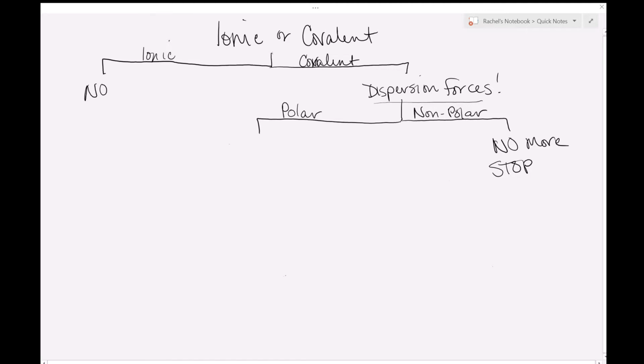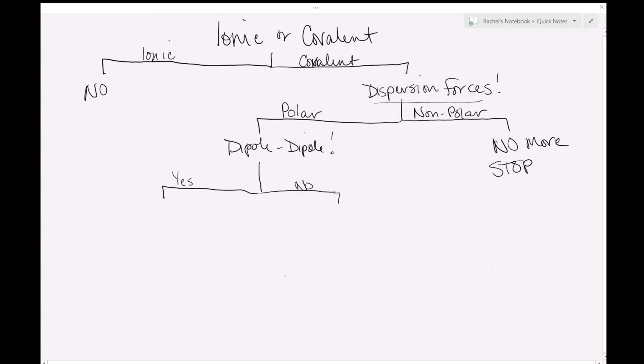Okay, so now let's say that we do have a polar molecule. If it has a polar molecule, that means that it's got that partially positive side, it's got that partially negative side, so we know that it automatically is going to have dipole-dipole interactions. Okay, so then the next question that we have to ask is, can it hydrogen bond? So let's go this way and say yes. And on this side, we'll say no.